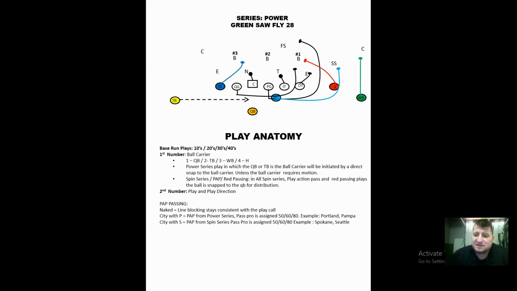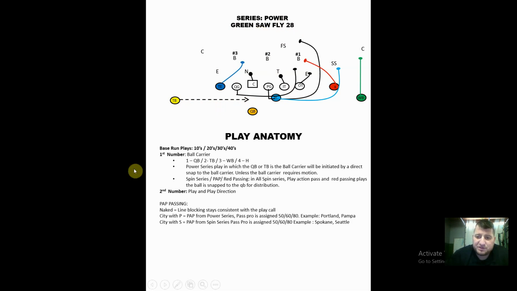The motion tags are what comes up next. In this particular play call right here, you can see that we have green saw fly 28. We have motions listed specifically for the tailback, the H-back, and the wing back. They're very similar in nature, but they'll be the third part of that nomenclature grouping right here.